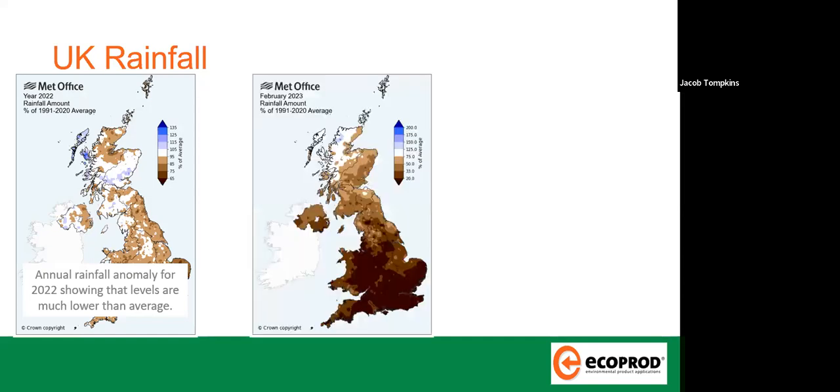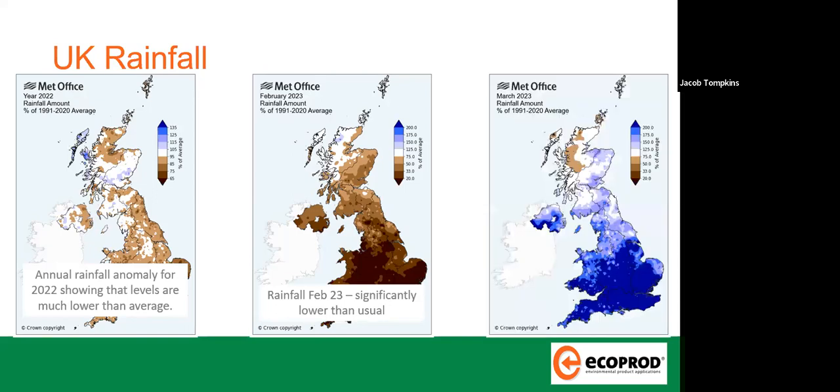And this is the long-term situation. But if we look just at the past couple of months, this is rainfall for February. So again, brown, we're talking dramatically lower, 20% of the expected rainfall. This was the driest February for 30 years. But then if we look at March, it was the wettest March for 40 years. So imagine the climate being like a pendulum. It's just swinging all over the place. This is what climate change means.